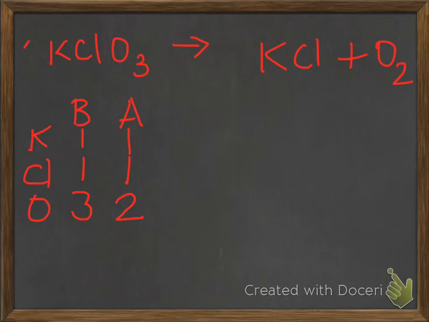Now if we put 2 here, potassium will become 2, chlorine will also become 2 and oxygen will become 6. So now oxygen becomes 6, but after is 2. As we know, 2 3s are 6. If we put 3 in front of oxygen, then this will also become 6.